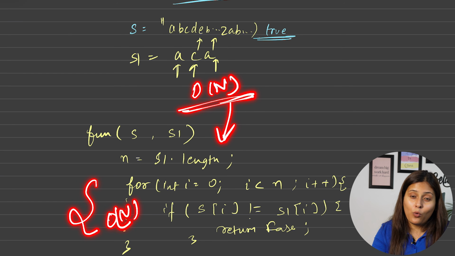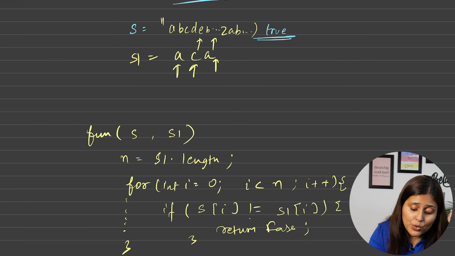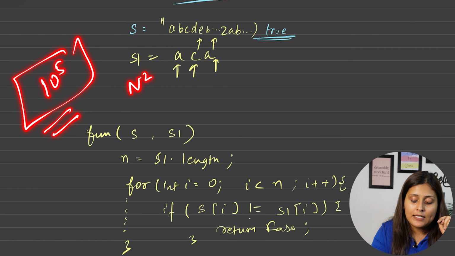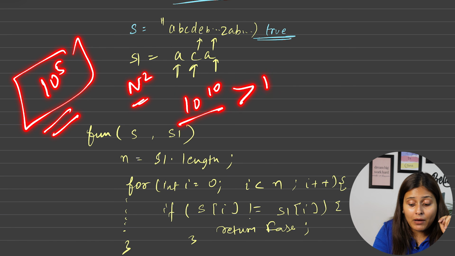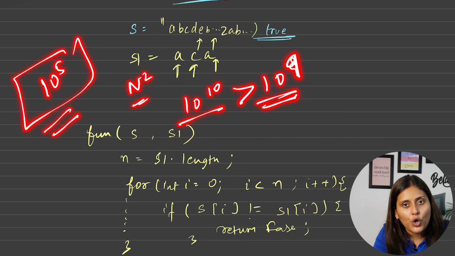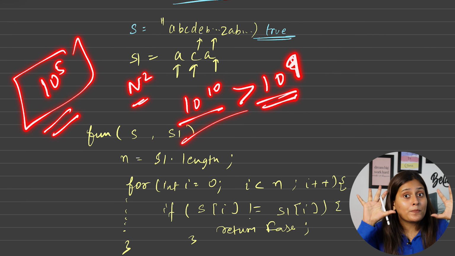So in total, O of n square time complexity, and as you can see the constraint n says it can go till 10 power 5, so n square will become 10 power 10, and you know beyond 10 power 8 it will be risky basically, and beyond 10 power 9 for sure it will give you TLE. So hence we need to optimize it.